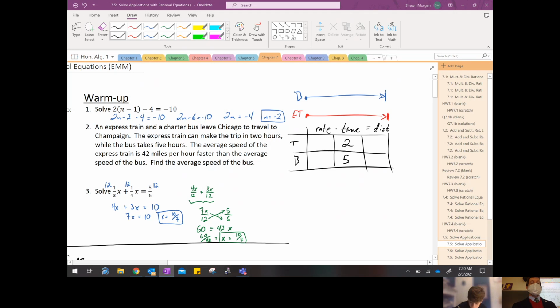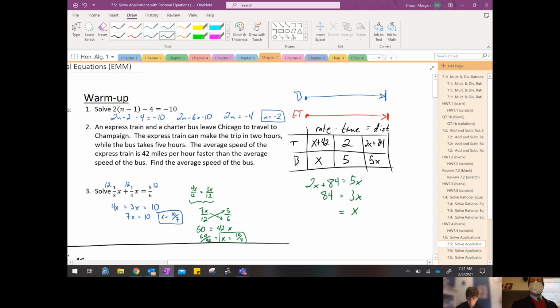The average speed of the express train is 42 faster than the bus. So if I let the bus be x, this one's going to be x plus 42. Then I multiply from left to right. So 2x plus 84 is the distance that the train goes. 5x is the distance that the bus goes. We just set those two equal and solve. So 2x plus 84 equals 5x. I'll subtract 2x and divide by 3. x equals 84 divided by 3.